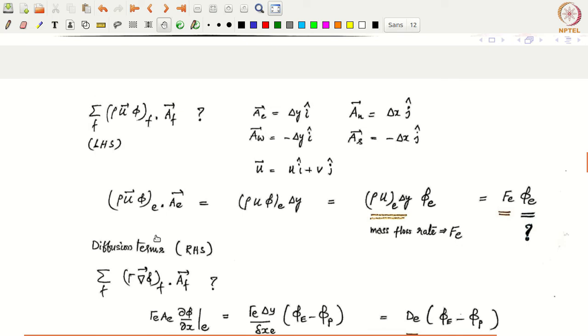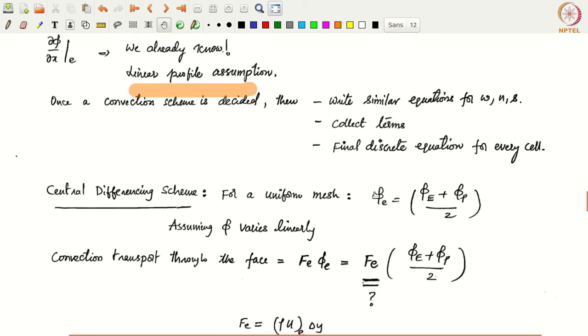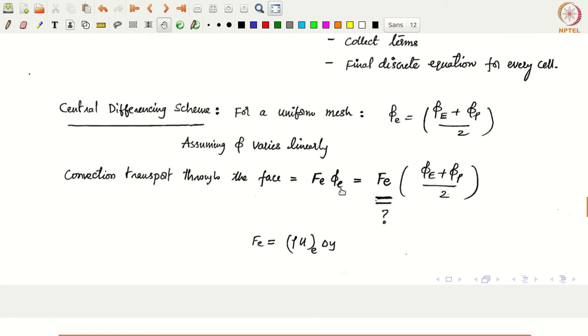We have reduced rho u bar phi dot A bar at the east face as Fe times phi east, right? Now, if I introduce phi east equals (phi E plus phi P)/2, then I can write Fe times phi east as Fe times (phi E plus phi P)/2, right? I'm just substituting for phi east as (phi E plus phi P)/2.